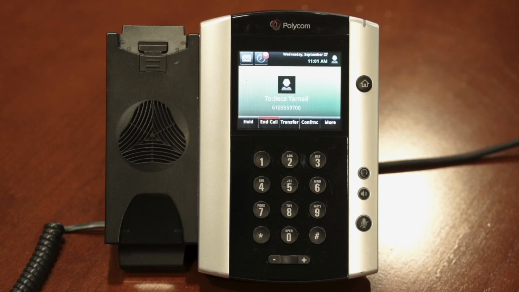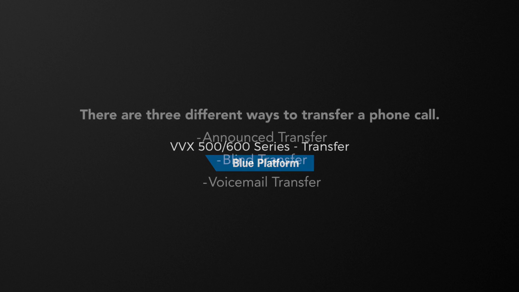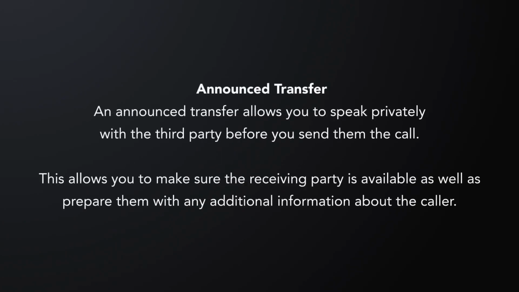The next available feature you may wish to use while on a call is Transfer. Transfer sends the call you're currently on somewhere else. There are 3 different ways to transfer a phone call: an announced transfer, a blind transfer, and a voicemail transfer. Depending on the situation, each of the 3 types of transfers may be useful in getting your caller to the right destination. First, an announced transfer allows you to speak privately with the third party before sending them the call.